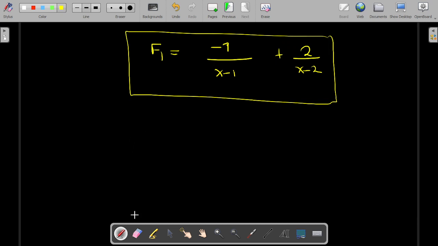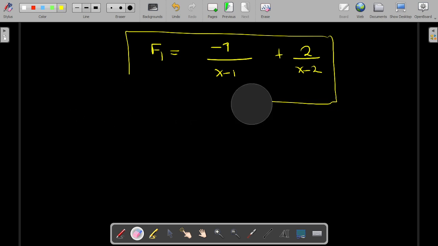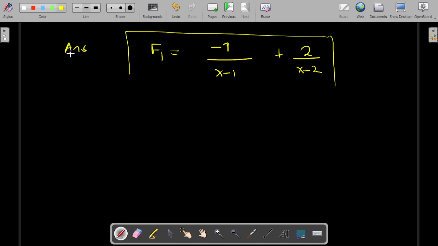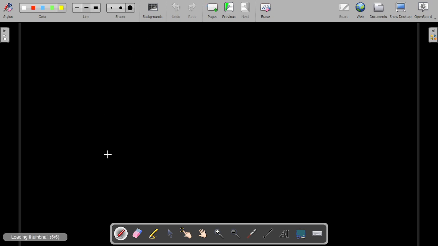So this is how we can decompose our rational fraction. Now this is the first method. There's also a second method that you can apply. Let's look at the second method. So now this is our answer. We're going to keep this as our answer, and then after applying the second method, we're going to verify whether we get the same thing or not. So we're going to call this answer star star, like so. Now we're going to create a new page and look at the second method.